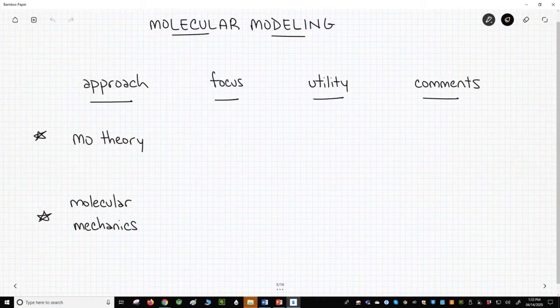MO theory is just one approach to molecular modeling. Chemists model molecules to predict the shape or reactivity of a structure. MO theory makes predictions based on constructing the molecular orbitals of a molecule. MO theory is good at making reactivity predictions.